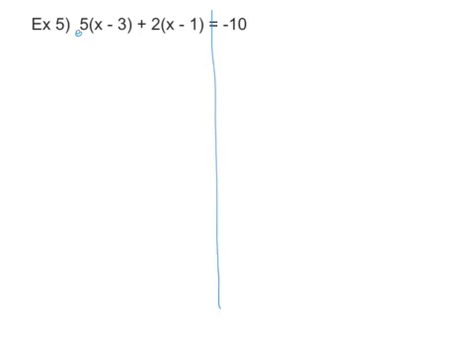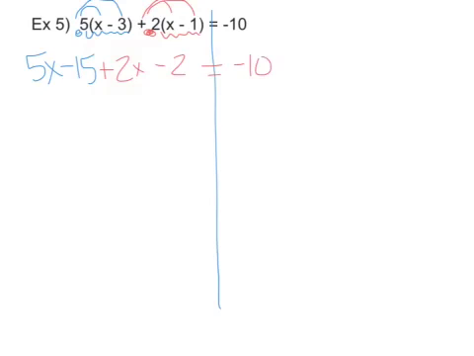We're going to start by distributing this 5 to this set of parentheses, x minus 3. So 5 times x will give us 5x, and 5 times negative 3 will give us negative 15. But we also have this positive 2 outside this set of parentheses, x minus 1. So we're going to distribute that as well. So 2 times x is 2x, and that's a positive, so we'll put a plus here. And 2 times negative 1 will give us negative 2. And then we'll bring down this equals negative 10.